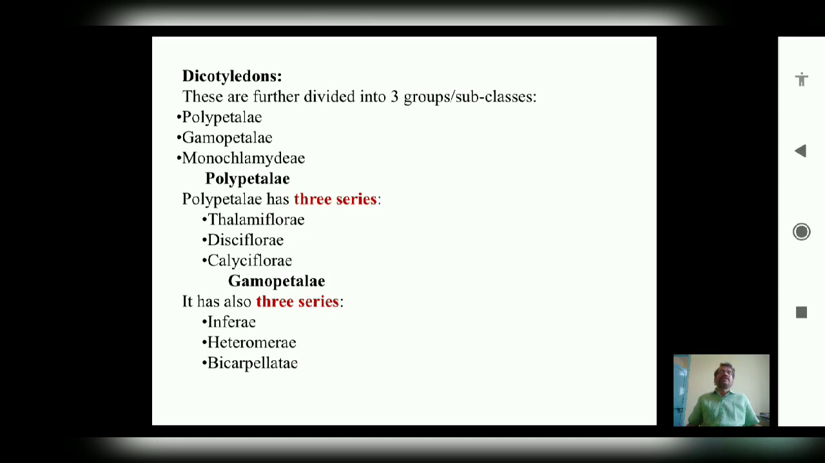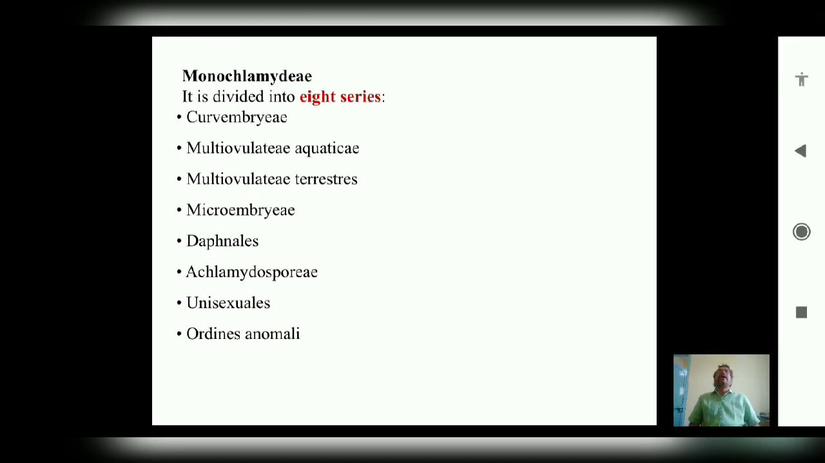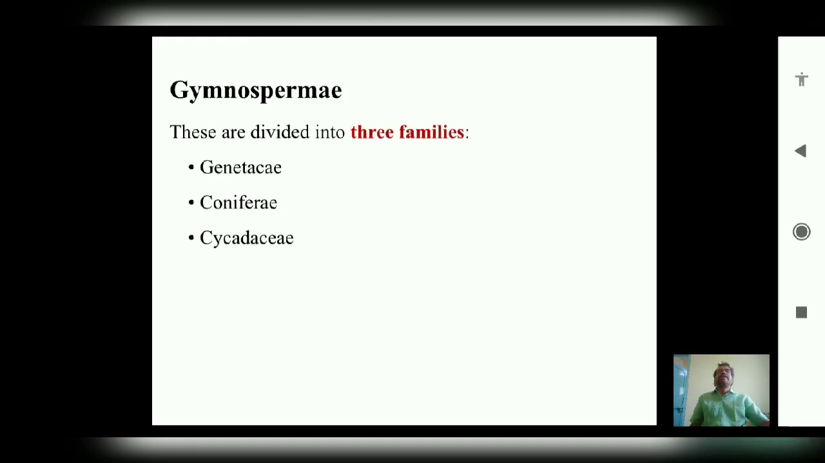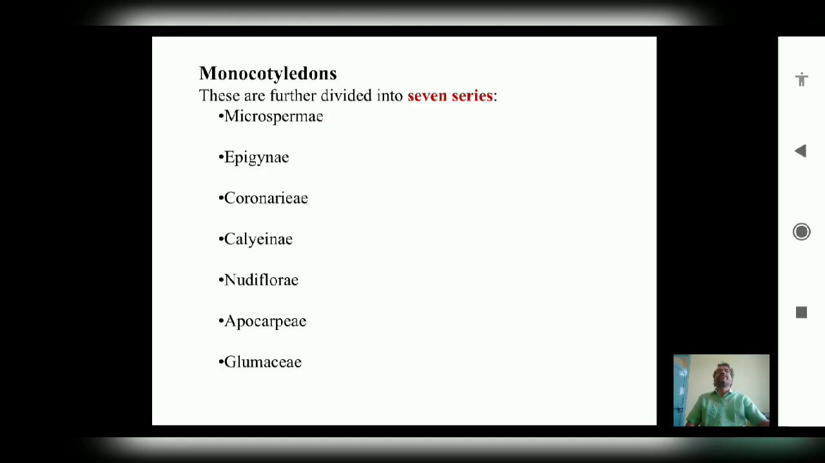As I said in the previous slides, polypetalae includes only 3 series, and they are Thalamiflorae, Disciflorae and Calyciflorae. Gamopetalae also has 3 series called Inferae, Heteromerae and Bicarpellatae. The Monochlamydeae had 8 series: Curvembryae, Multiovulatae aquaticae, Microembryae, Daphnales, Achlamydosporeae, Unisexuales, and Ordines anomali. Gymnosperms were classified into 3 families: Gnetaceae, Coniferae, and Cycadaceae. And monocots were divided into 7 series, which starts from Microspermae and ends in Glumaceae.